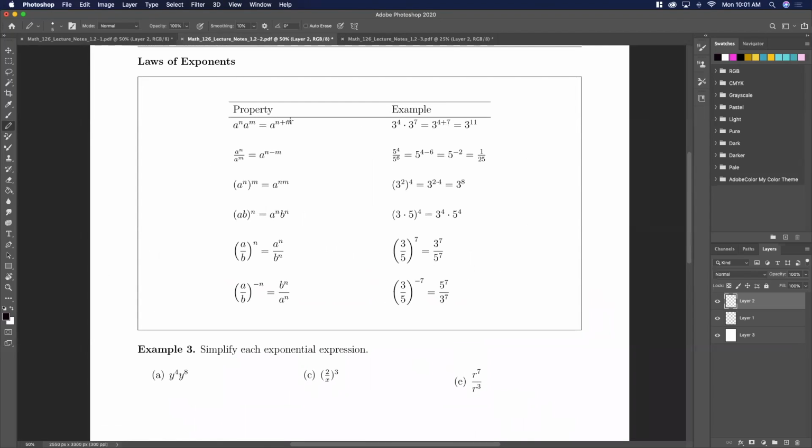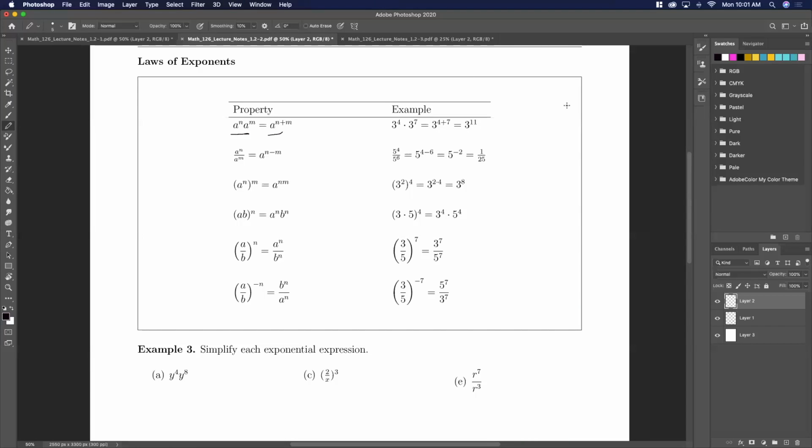All right, so here are properties. If we have two exponentials and we multiply them by each other, we just add them up. So here, if I have 3 to the 4th and 3 to the 7th, I add them up and get 3 to the 11th. Here, if I divide them, I subtract the bottom one from the top one. So if I have 5 to the 4th over 5 to the 6th, that's 4 minus 6, which is 5 to the minus 2, which is 1/25.